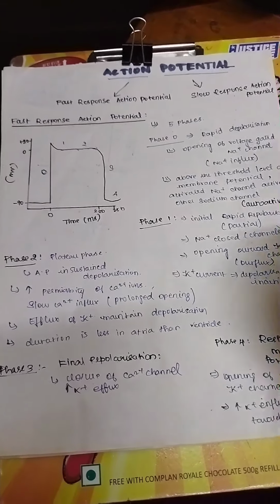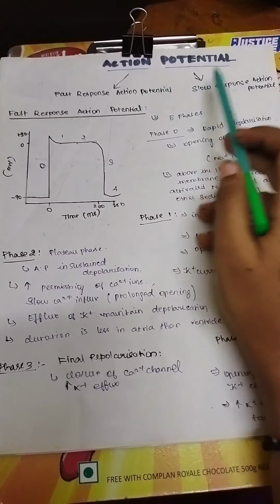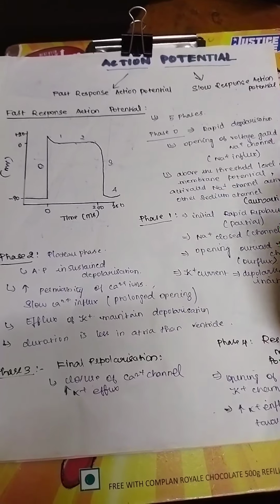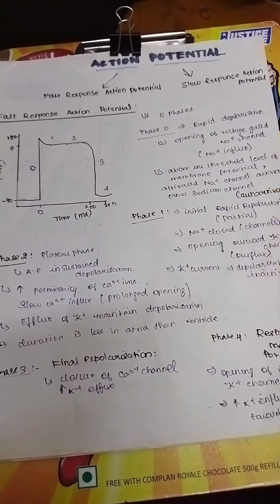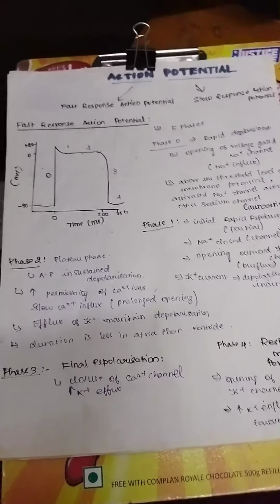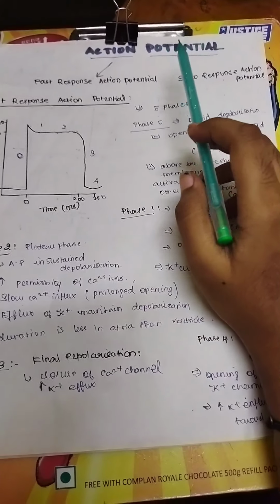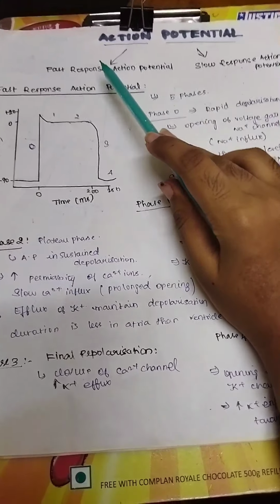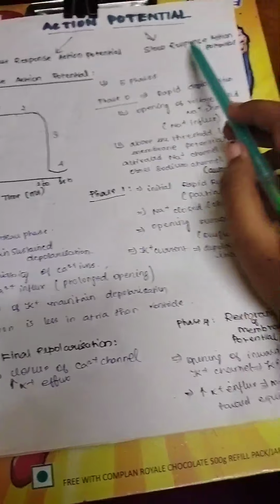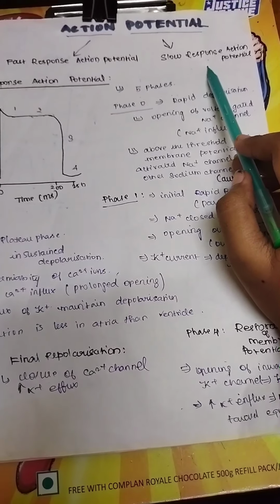Okay, today we are going to discuss the action potential. Action potential is a very important topic as far as physiology is concerned. First of all, there are two types of action potential: one is the fast action potential, and the other is the slow action potential.